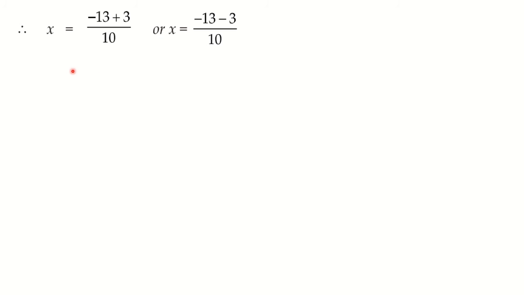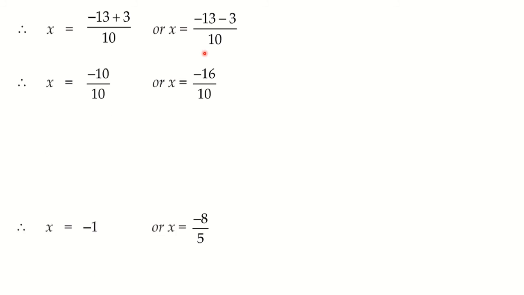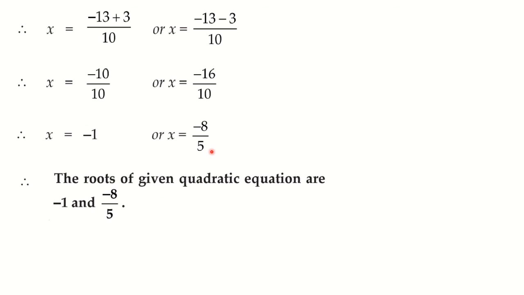So minus 13 plus 3, that means minus 10 you will get, and minus 10 divided by 10, your answer will be minus 1 here. And here minus 16 divided by 10. They are divisible by 2. So you will get the answer as minus 8 upon 5. So you will write down this answer. Minus 10 upon 10, that is minus 1 here. And minus 16 divided by 10, you can reduce it to minus 8 upon 5. And therefore, you can write down the roots of the given quadratic equation are minus 1 and minus 8 upon 5.